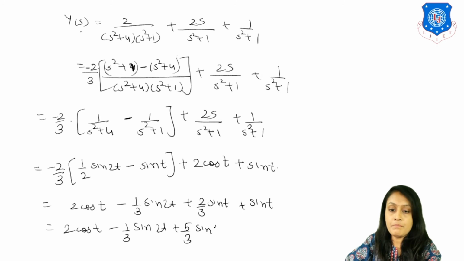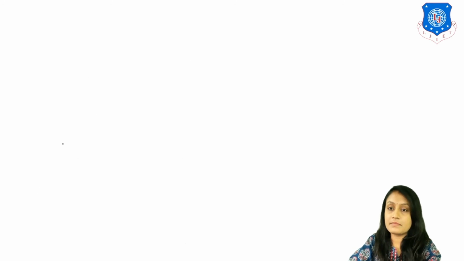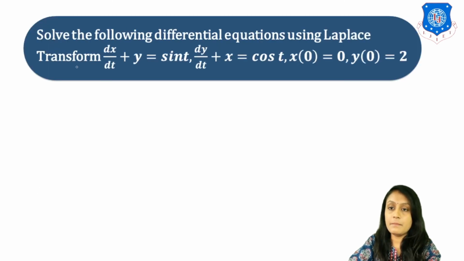So 5 by 3 sin t. This is your y(t), which is a solution of the given ordinary equation, right? Now let's see one more example.